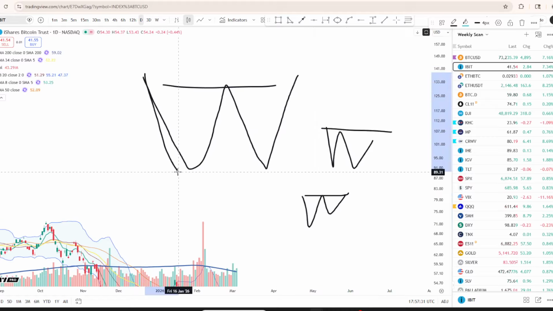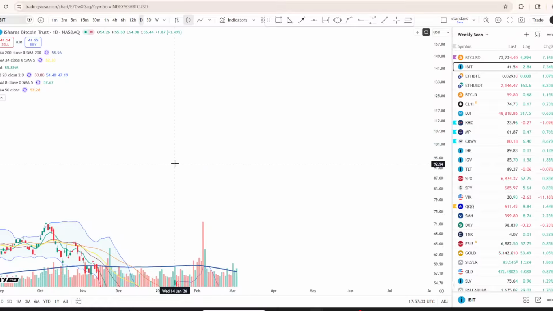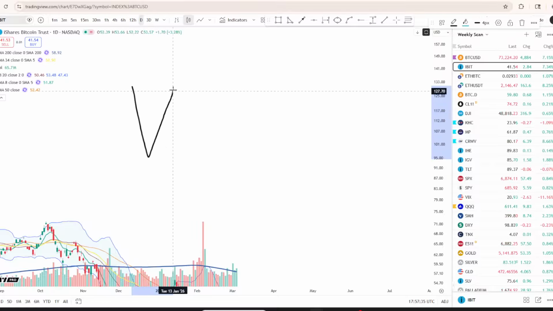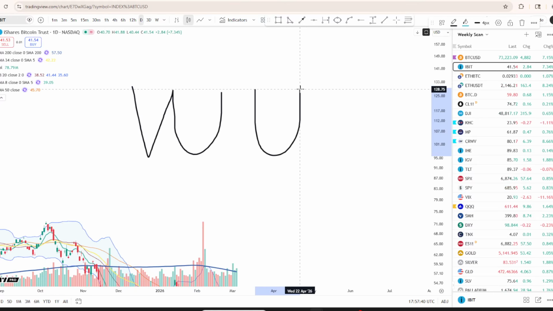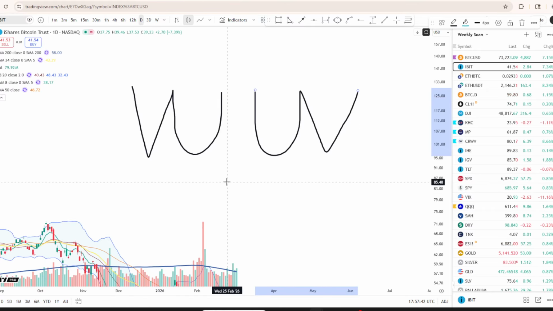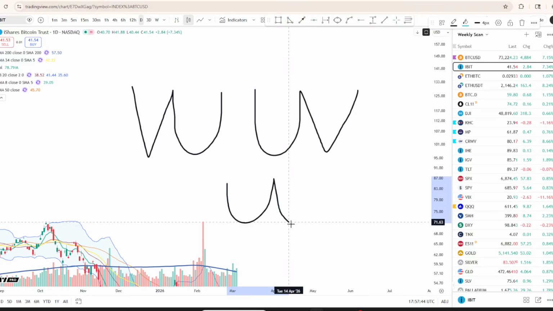But does it have to look like this? Well, you can have other variations. You could have an Adam and an Eve. You could have an Eve and an Adam double bottom. Why not an Eve and an Eve double bottom with your breakout point?